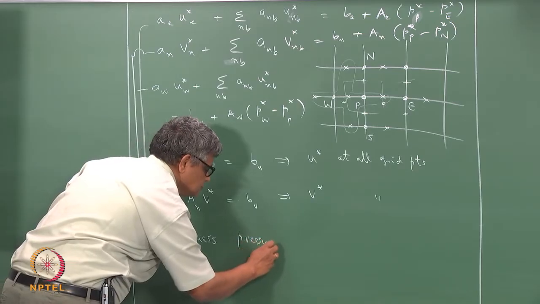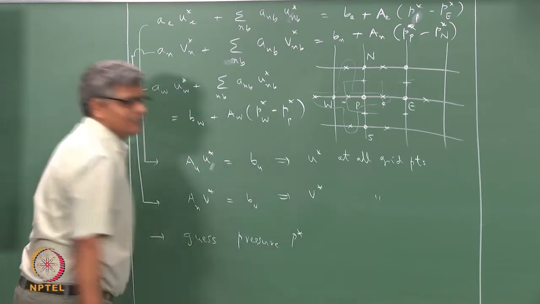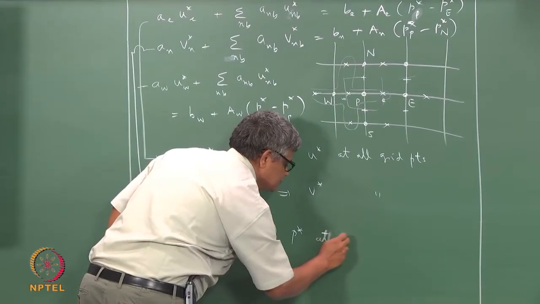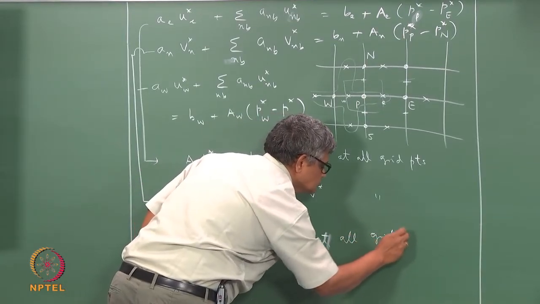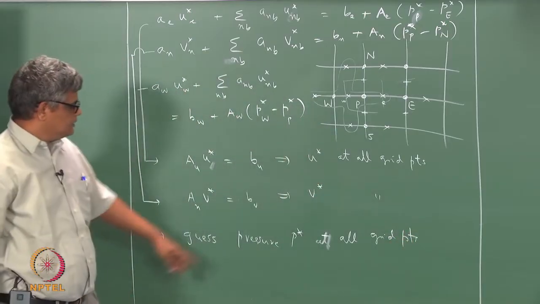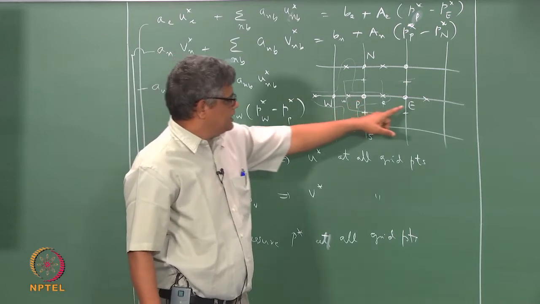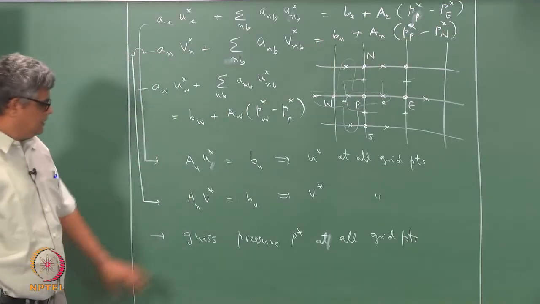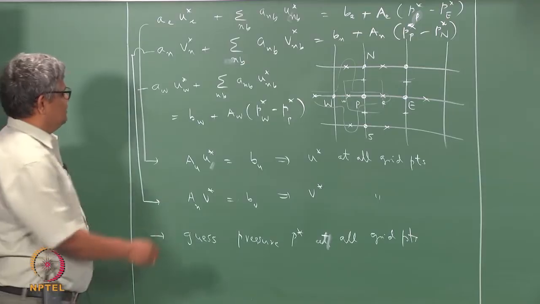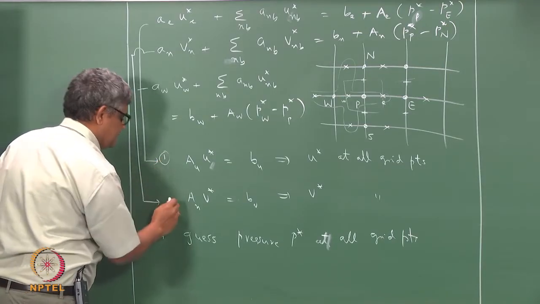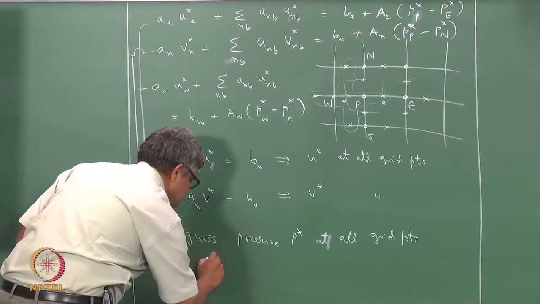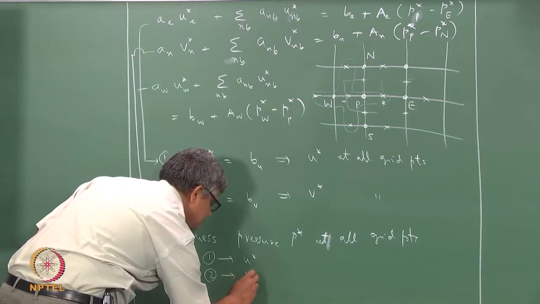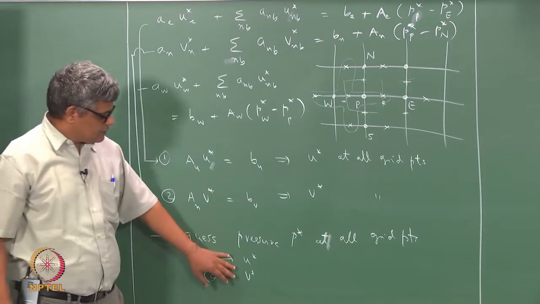pressure, we call this as P star because it is a guess pressure at all grid points. So that means that we know pressure at capital P, capital E, capital W, capital S, capital N for every point at which pressure needs to be evaluated. So, with this pressure field we can solve, for example, this equation 1 here and 2 here, and from 1 we get u star and from 2 we get v star, but these are with the guessed field.